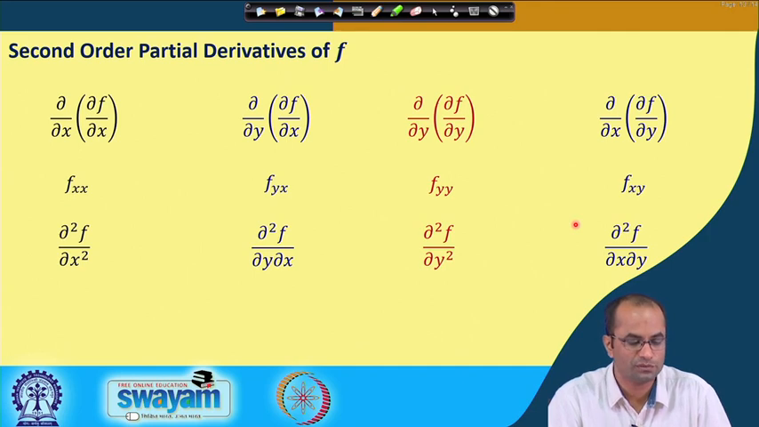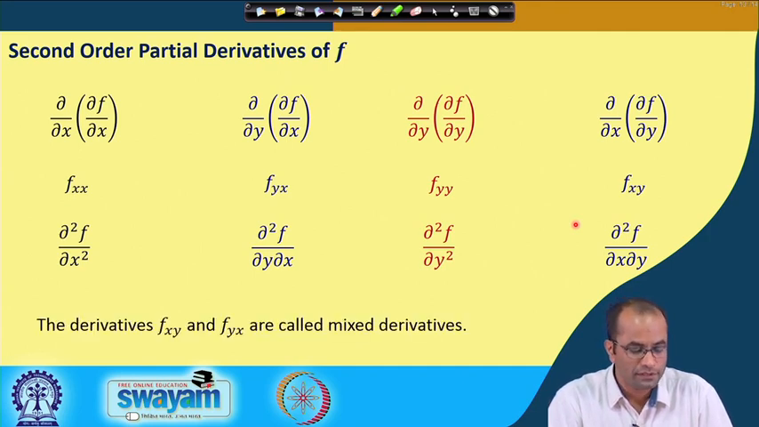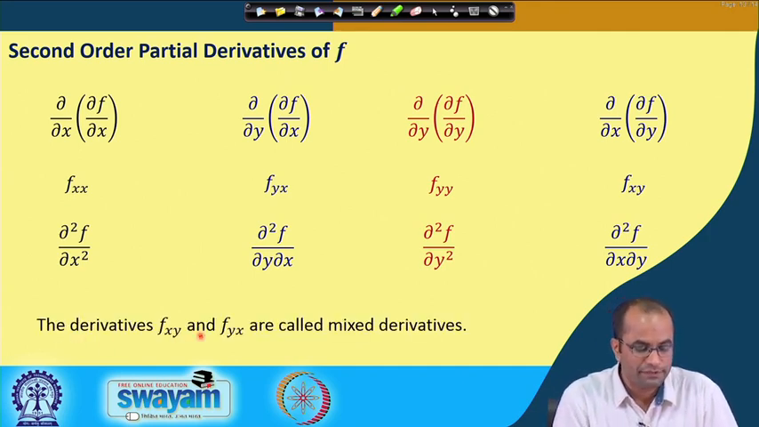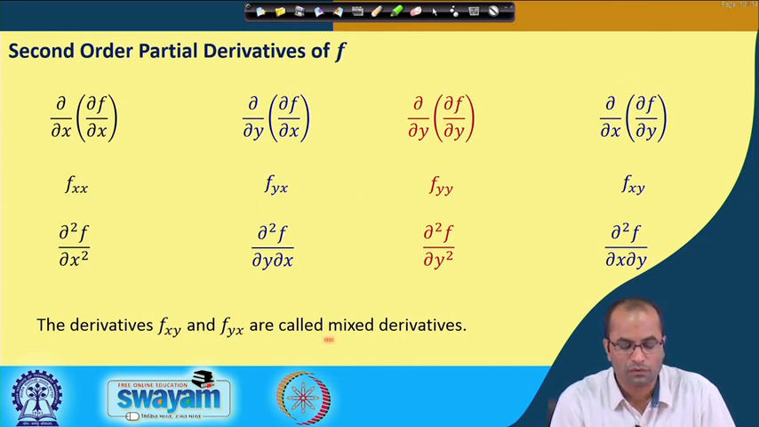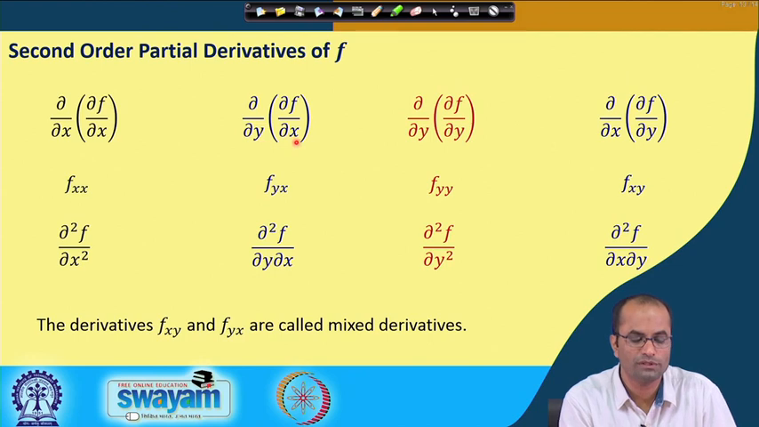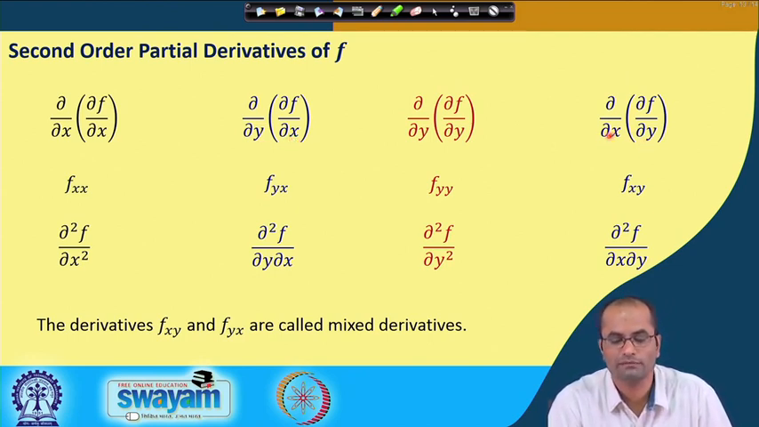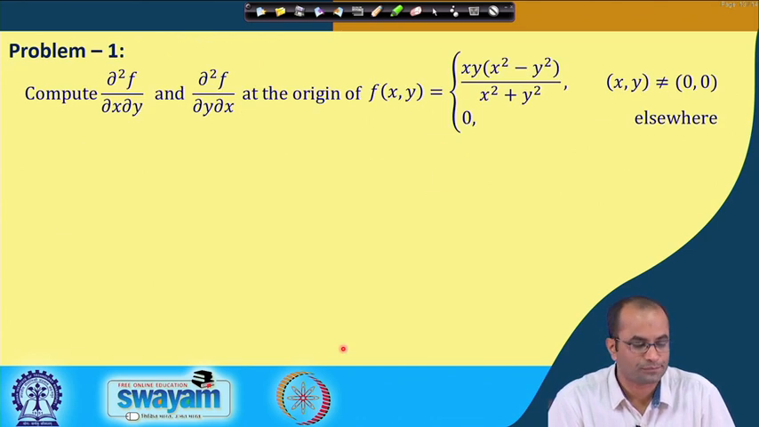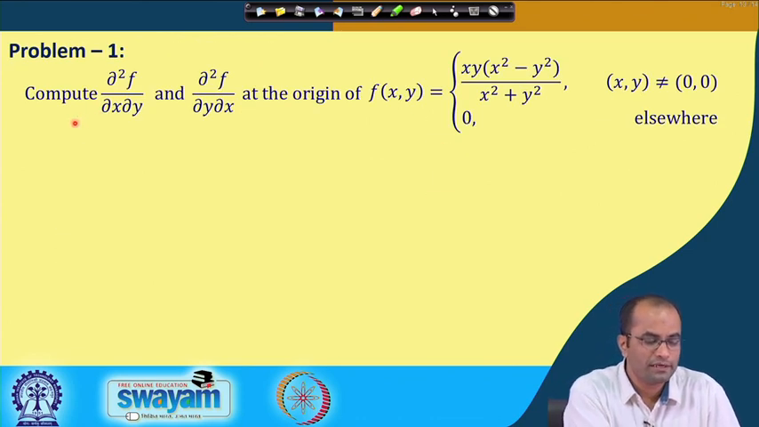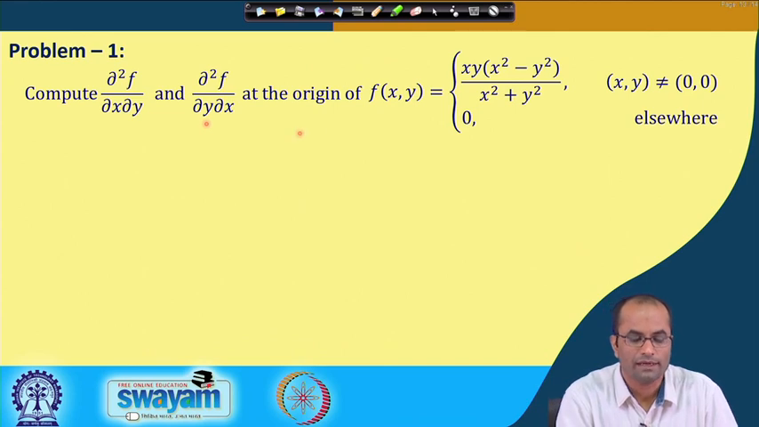This is just the notation, and these derivatives f x y or f y x are called the mixed derivatives, because here we have used both the variables, first with respect to x and then with respect to y, or first with respect to y then with respect to x. So, these are called the mixed derivatives. Let us directly compute these mixed derivatives del 2 f over del x del y and del 2 f over del y del x at the origin of this function.